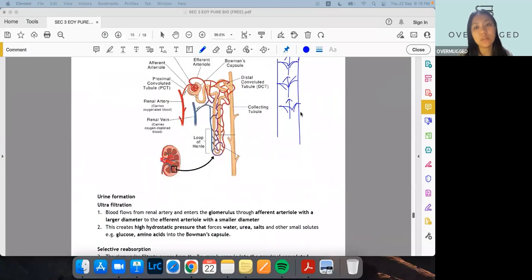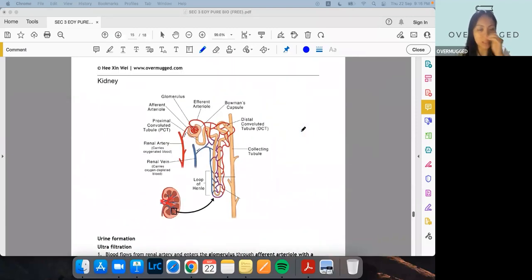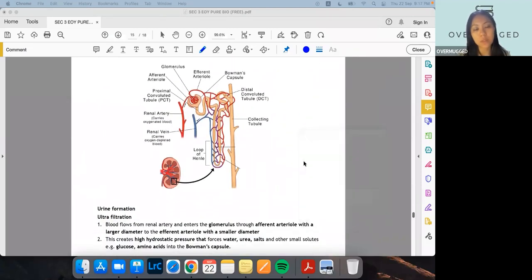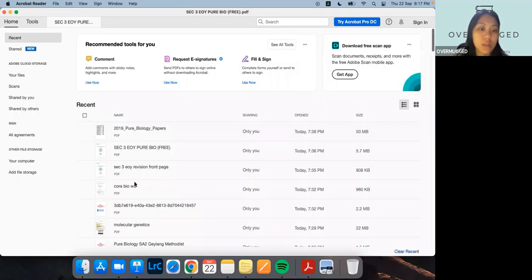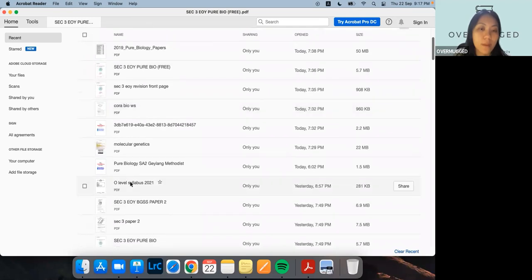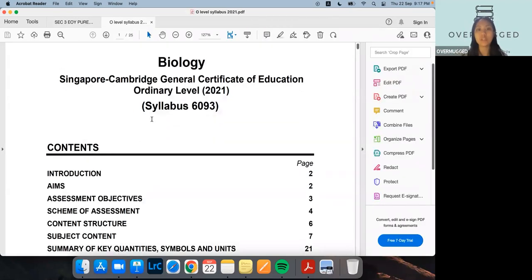Actually, for the kidney or excretion chapter, it's really straightforward. Oh, I haven't shared this thing that I really want to share. Have you all seen this document? Maybe set 3, you guys haven't seen this document much, but it's really helpful. It tells you the baseline of what you need to know.